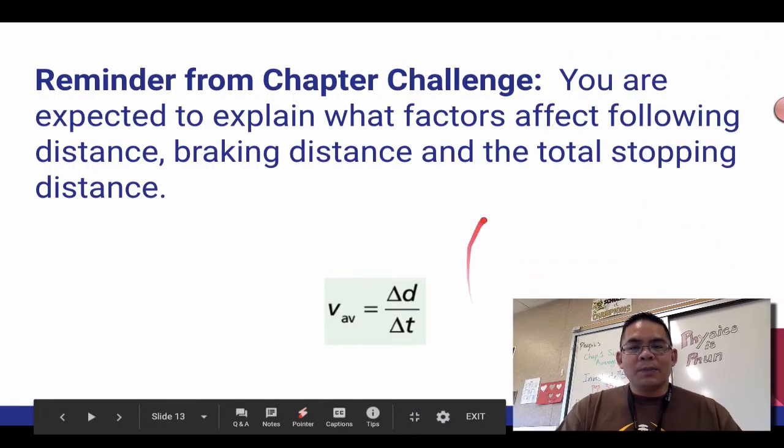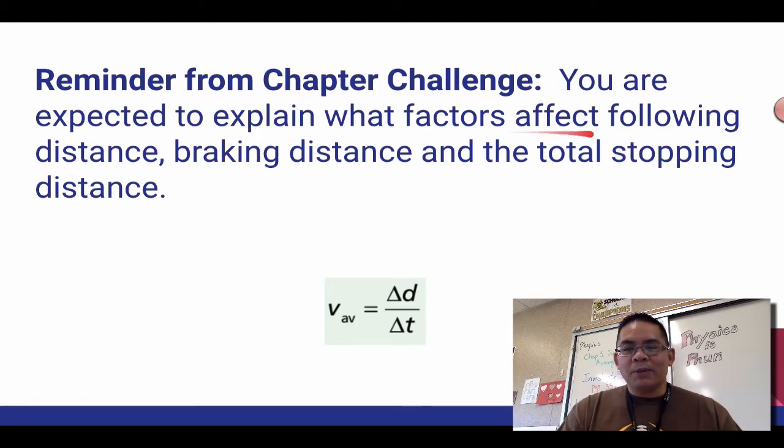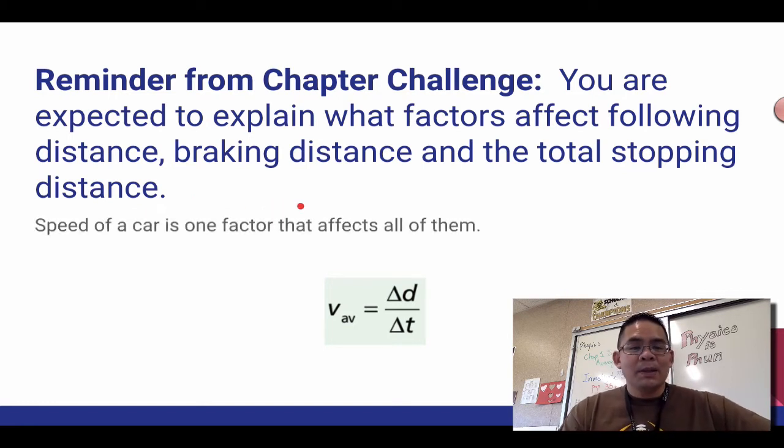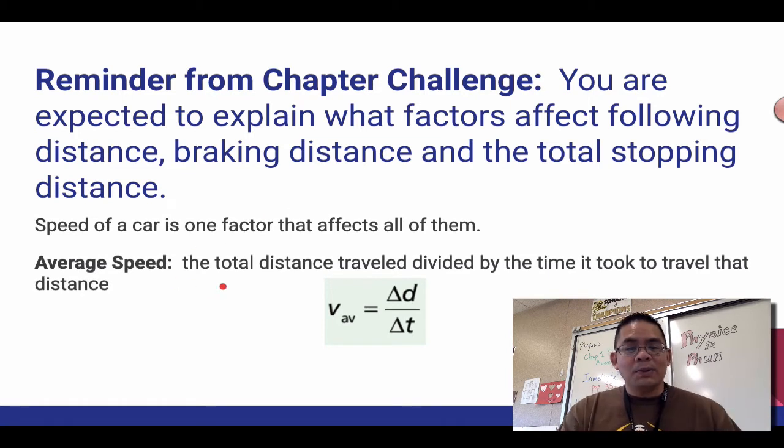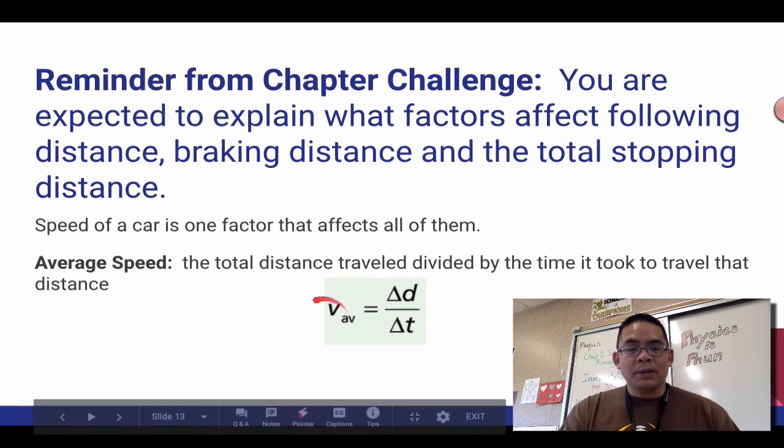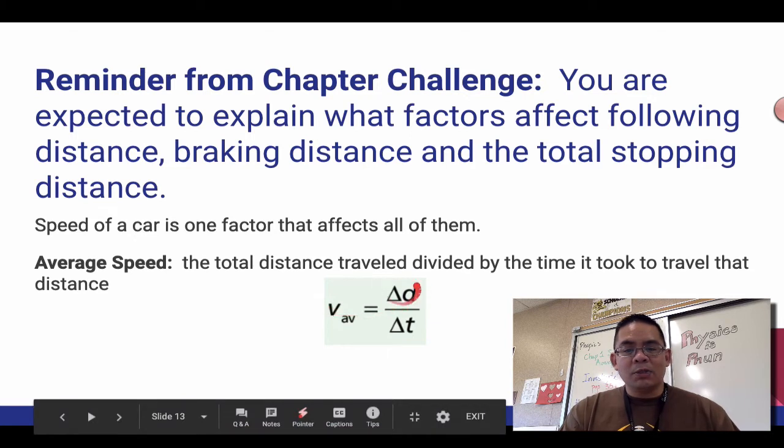A reminder again from the chapter challenge: you're expected to explain what factors affect following distance, braking distance, and total stopping distance. Part of this section will teach you how to actually use the formulas to do some calculations for that. Speed, of course, is one of those factors, and average speed is, by definition, the total distance traveled divided by the time it took to travel that distance. So here it is: V average, the distance traveled on top, divided by the time on the bottom.